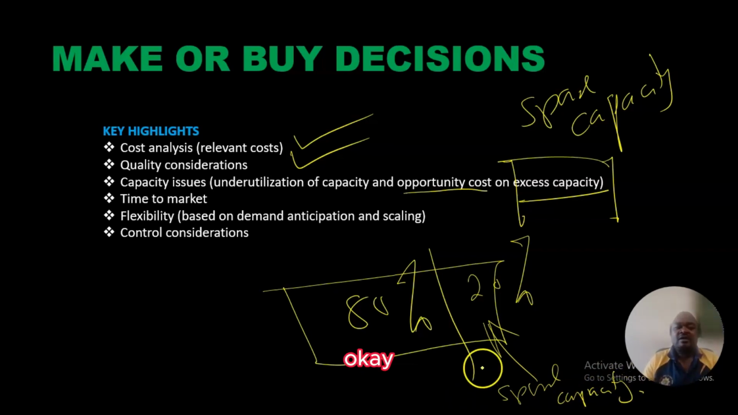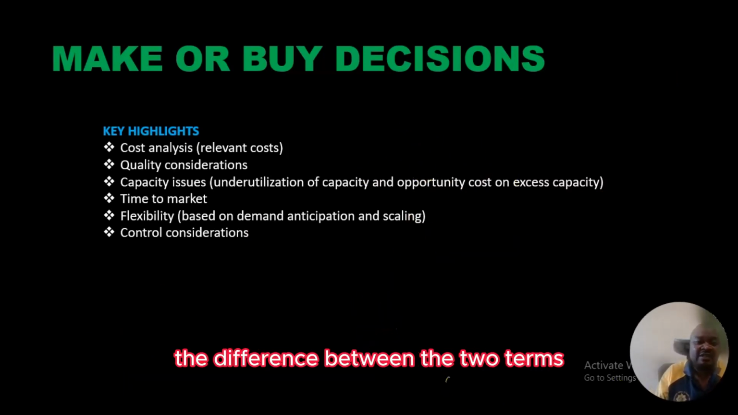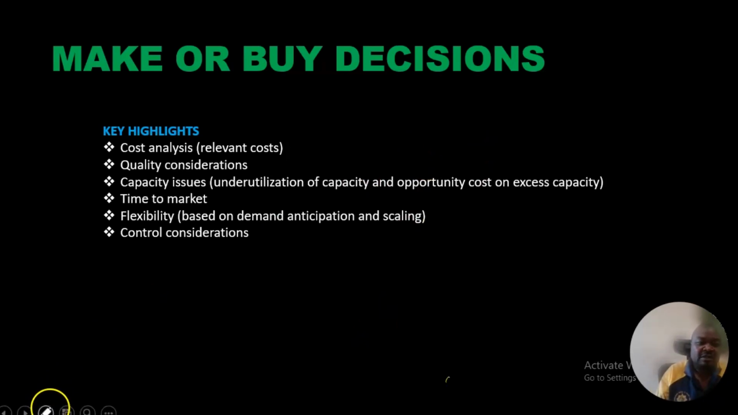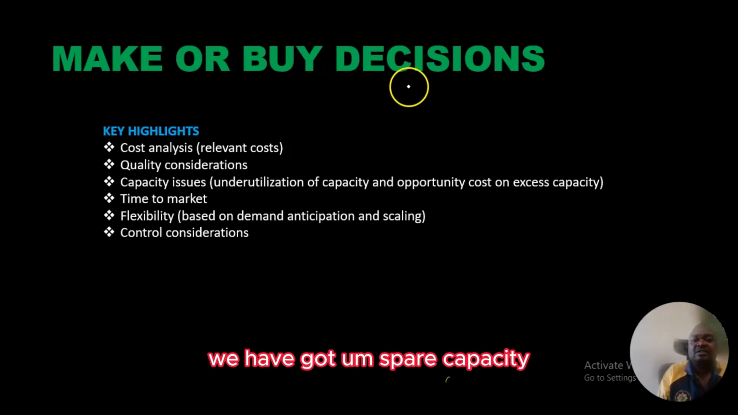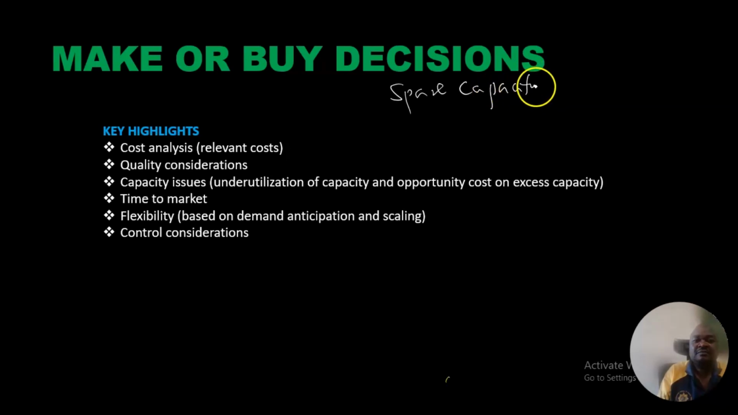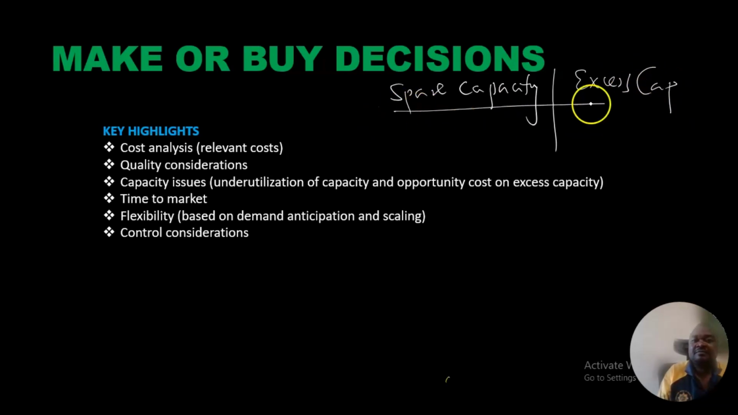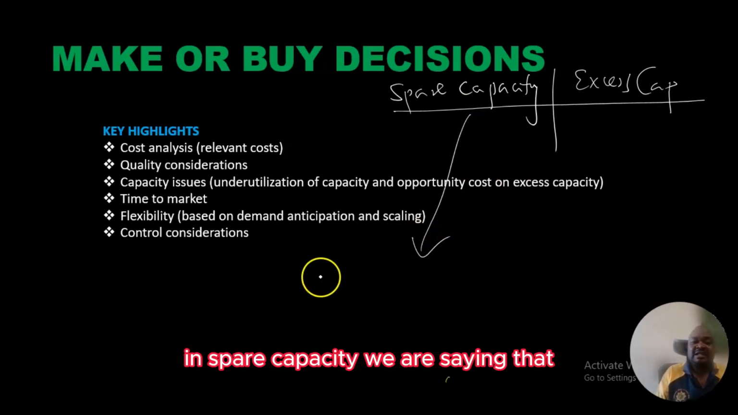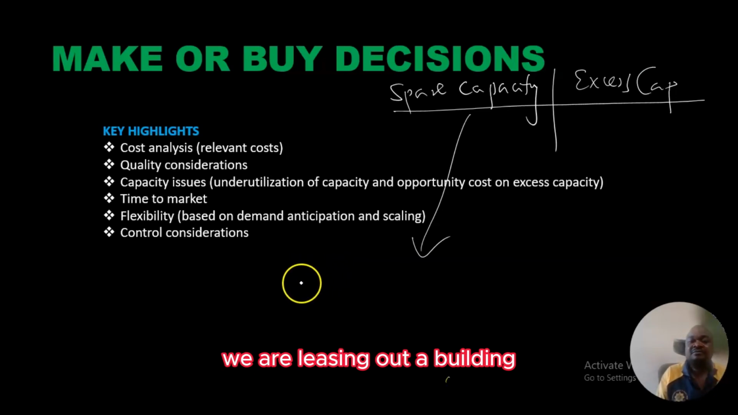Let us illustrate the difference between the two terms. Let me look for a brighter pen. We have spare capacity and excess capacity on this side. In spare capacity, we are saying that, let's say we have got a building. We are leasing out a building.